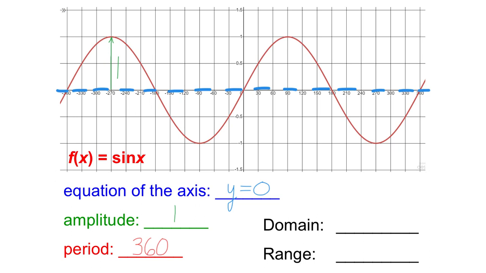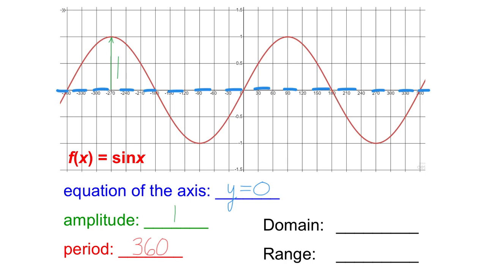The period is the length of one cycle. If I go through one complete cycle on this graph, I'm going through 360 units on the x-axis. Some people have trouble figuring out the period because they don't know where to start and how long one cycle is or where that would be on the graph. So, some ideas. You can start here at the origin and follow the curve until you get back to where you started.